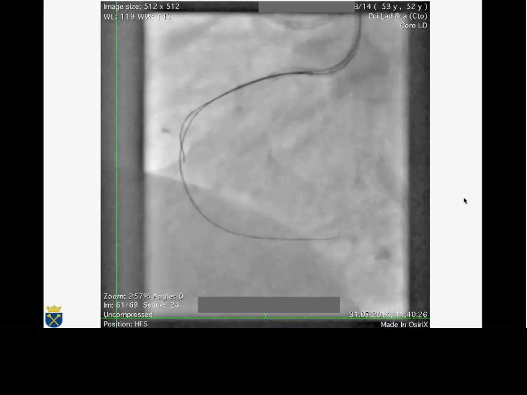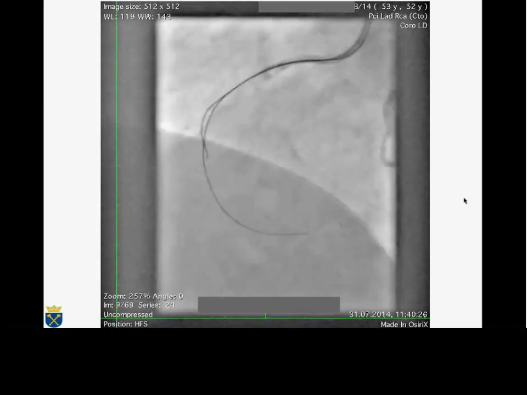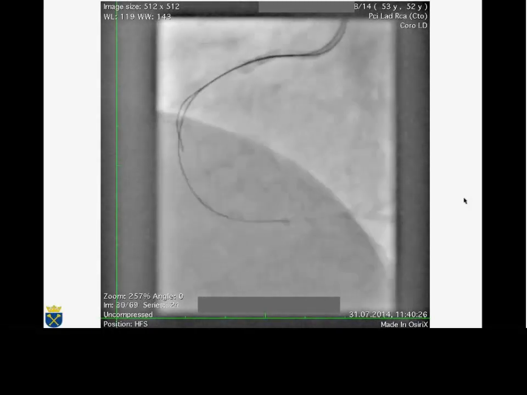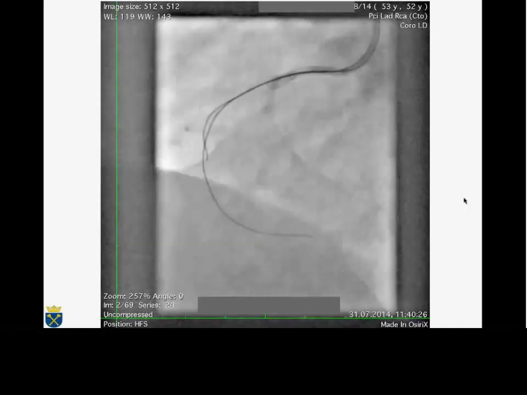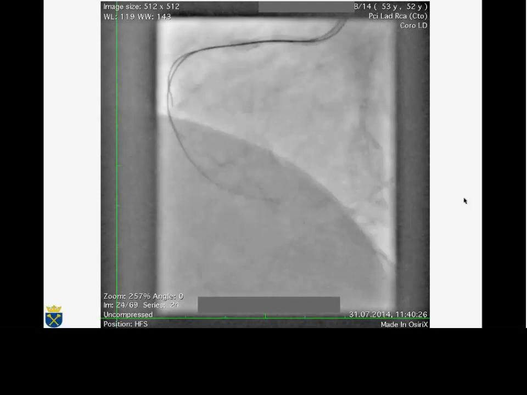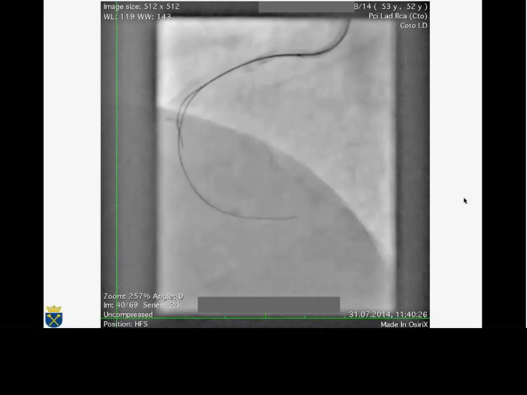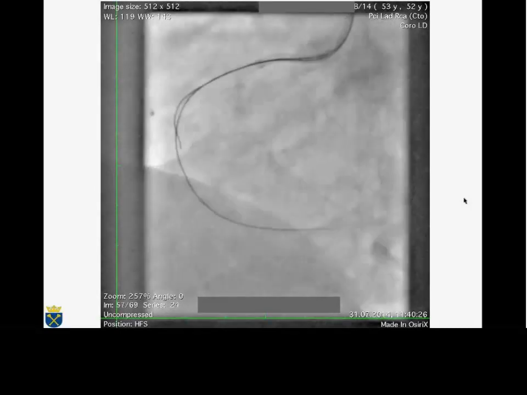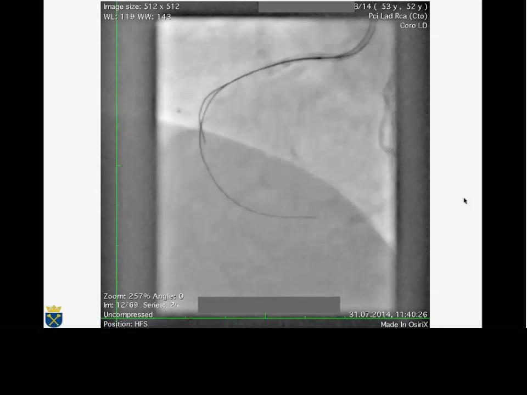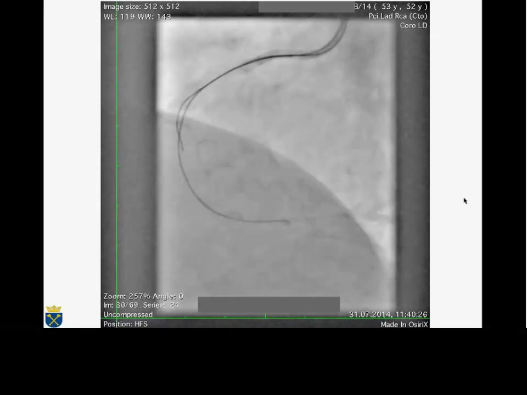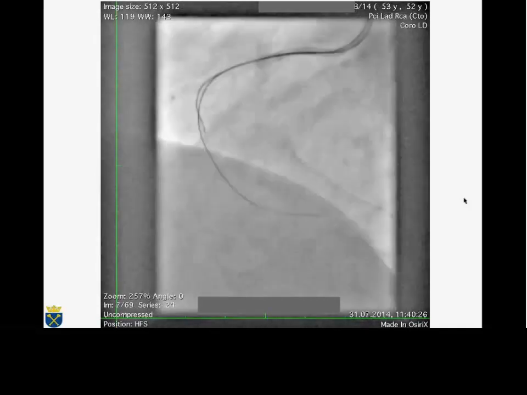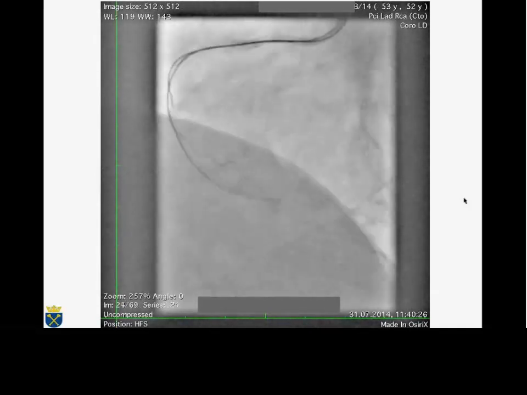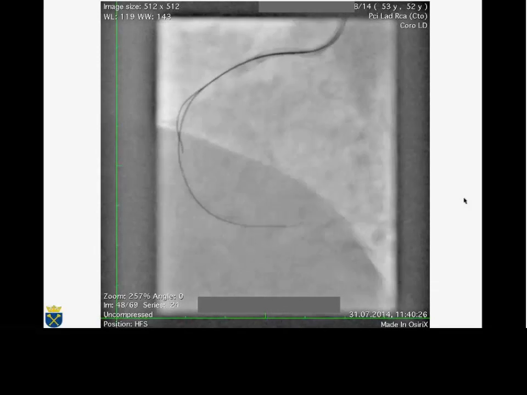So for the very young man, 51 years old, I think it was the better option to implant the BVS in the LAD, especially as it was in a place where no septal branches are coming and something like this. So we do not risk damage during the retrograde approach if it would be necessary.